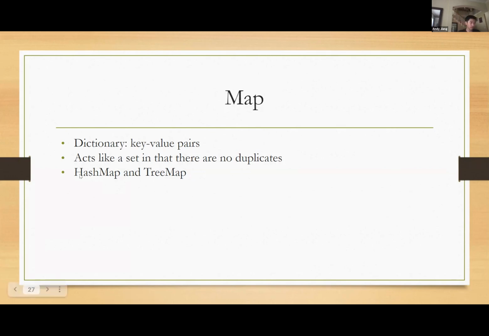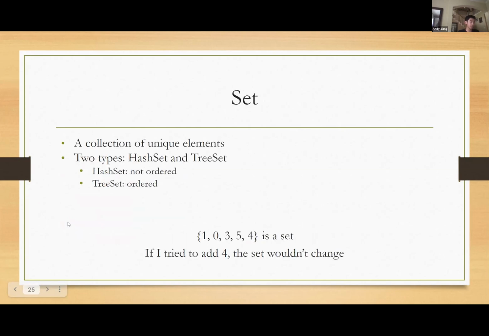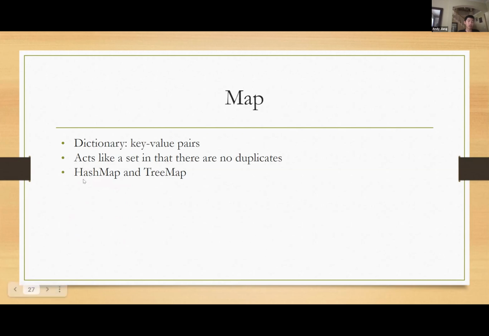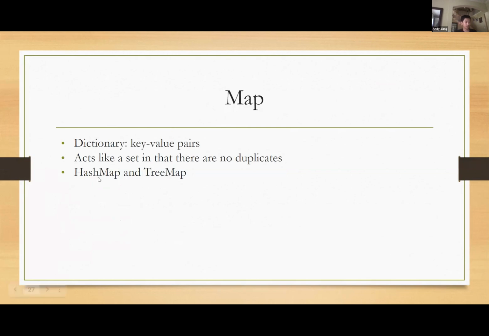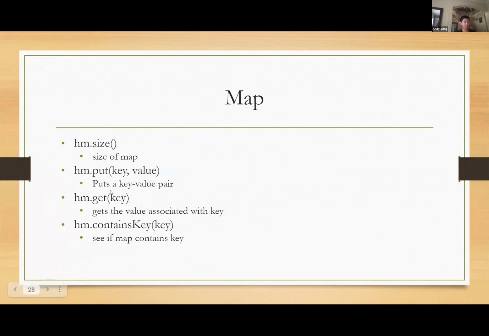So there's also two types here. Again, based on whether or not you want it to be not ordered or ordered, you use hash map and tree map respectively. We have the size of the map. We have putting a key value pair. We have getting the value associated with the key, which is just .get, and then .containsKey. So all of these are very similar to the methods in set, which makes sense because there's two types of maps and two types of sets.